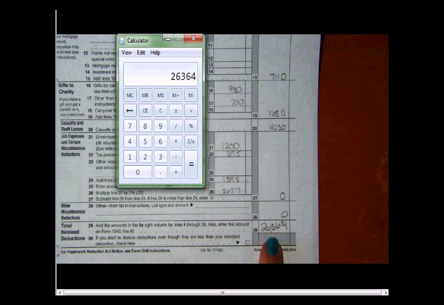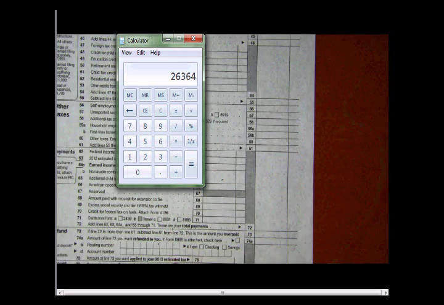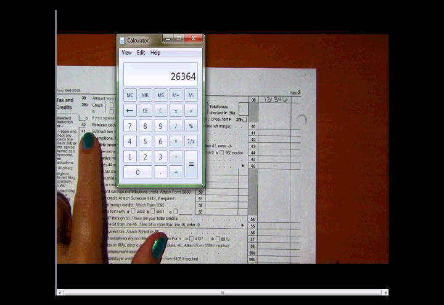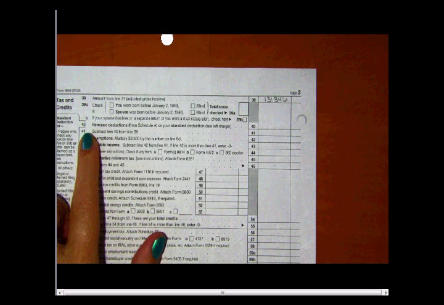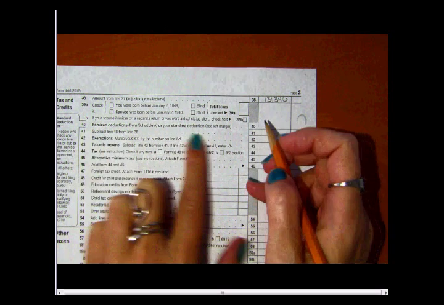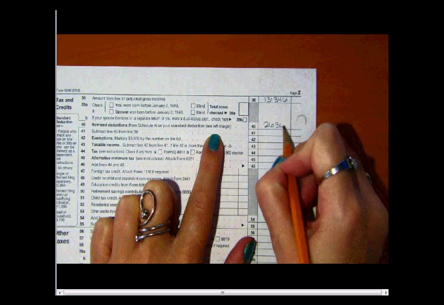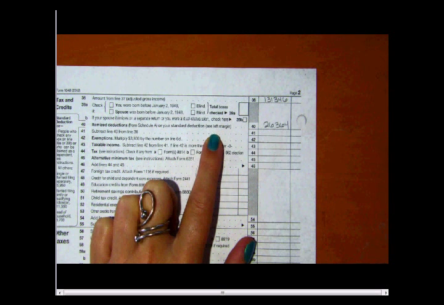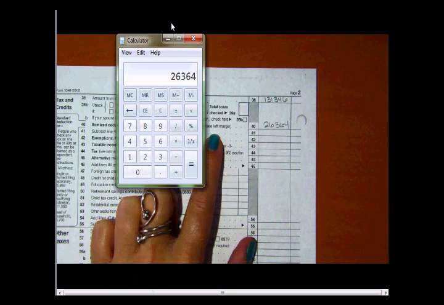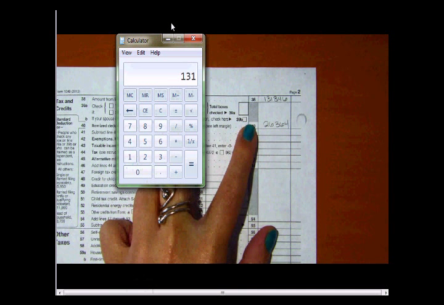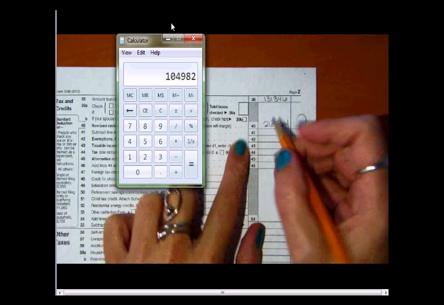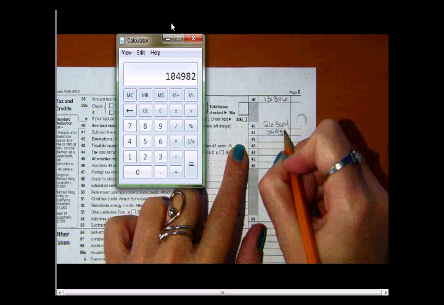We bring this figure to line 40, itemized deductions. Okay. We're going to then subtract.